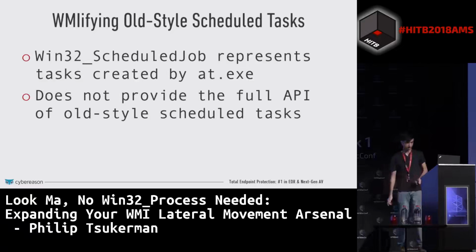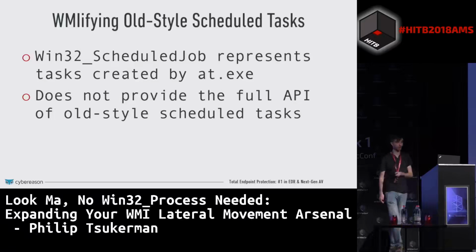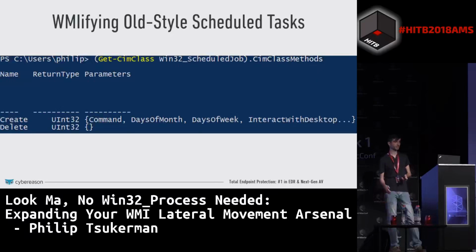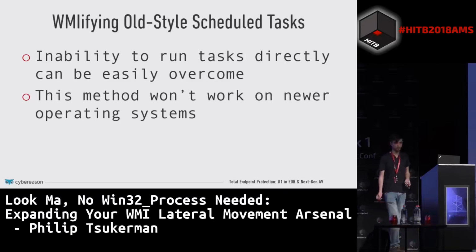So another technique like that is using the Win32 scheduled job, which represents tasks created by AT.exe. Now, this isn't as rich an API as service creation. You can only create and delete tasks. And if you want to enumerate tasks, you basically just enumerate instances of the class. But just like AT.exe, you can easily overcome not being able to run new tasks by scheduling a task to run in 1 minute.